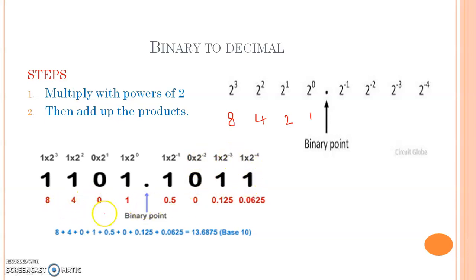Adding up all the products, you will get 8. 1 into 2 raised to 2, it is 4. So this becomes 0. So 8 plus 4 plus 0 plus this becomes 1. Then add with 0.5 plus 0 plus 0.125 plus 0.0625, which will yield you 13.6875 to the base 10.